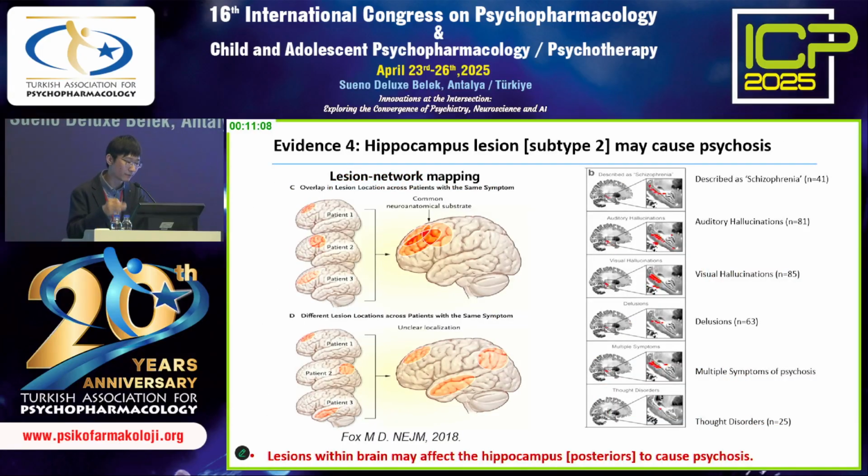And the fourth evidence is from another previous paper reporting that hippocampal lesions may cause psychosis. It uses an approach called lesion network mapping, a famous and hot approach proposed by Michael Fox in NEJM. It found that a lesion within the brain may affect the hippocampus to cause psychosis. These are their results.